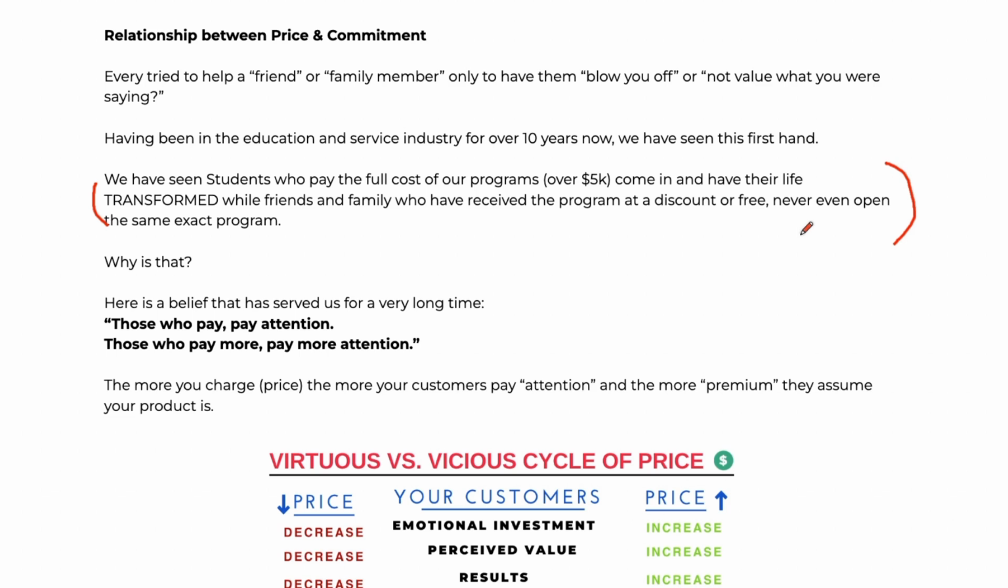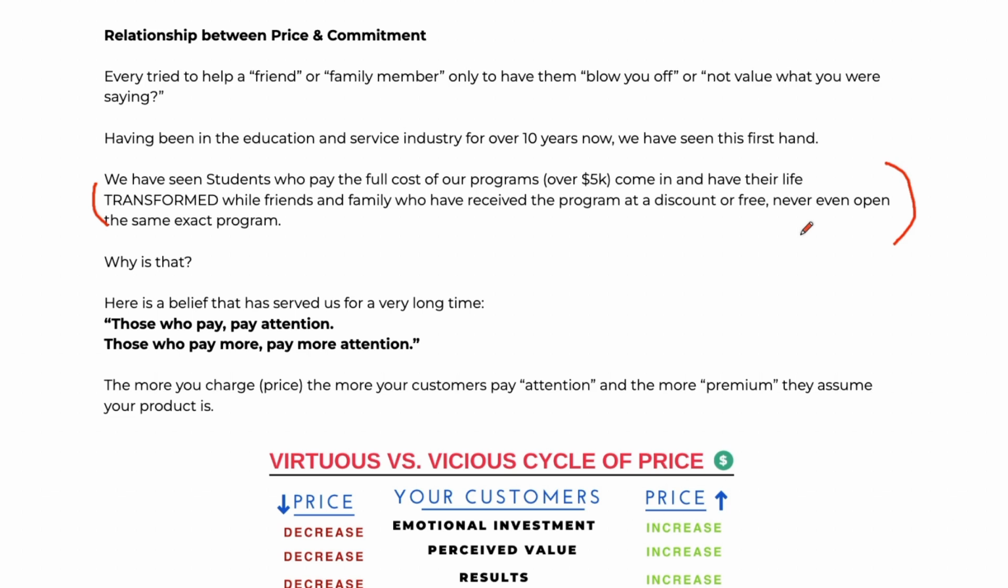and I would urge you to go ahead and adopt this for yourself, is that those who pay attention. Those who pay more attention. Now, a common misunderstanding of this belief is that people assume that pay means money, that if you don't actually pay for something with physical money, that is the reason why you might not pay attention.